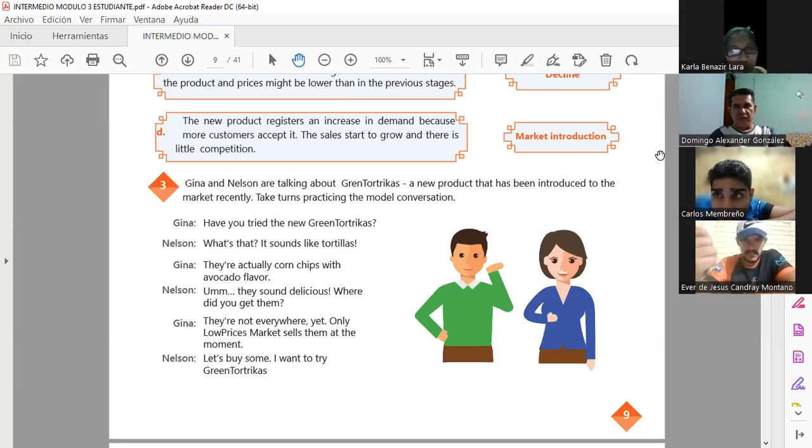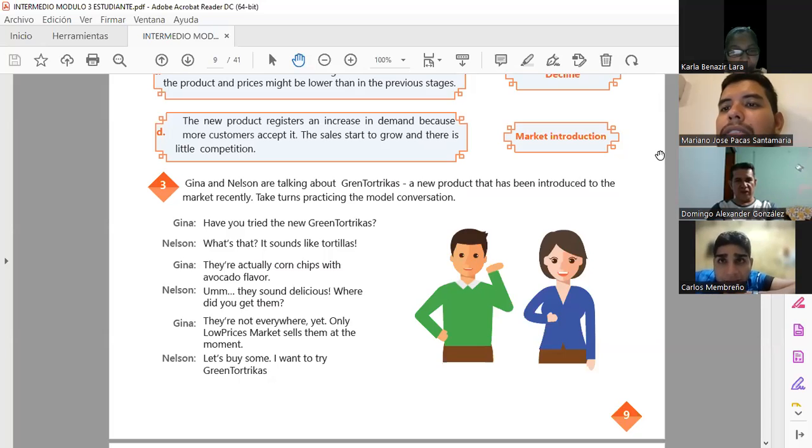Ladies and gentlemen, directly from Mercado Central, we have Carla and Mariano. Action. Have you tried the new green tortillas? What's that? It sounds like tortillas. They're actually corn chips with avocado flavor. They sound delicious. Where did you get them? They're not everywhere yet. Only Low Price Market sells them at the moment. Let's buy some. I want to try green tortillas.